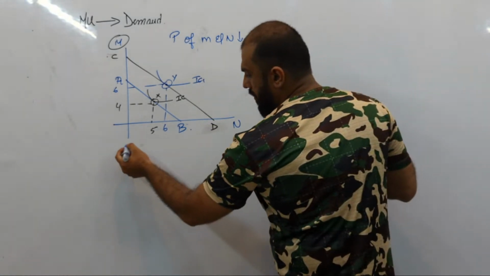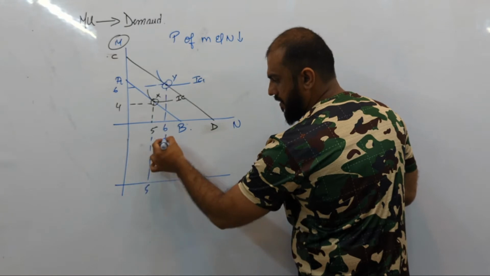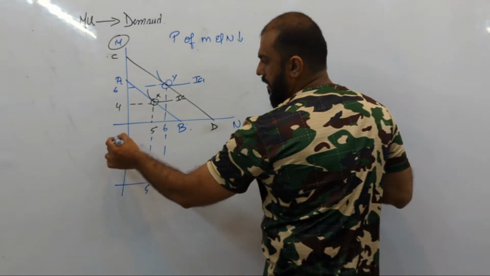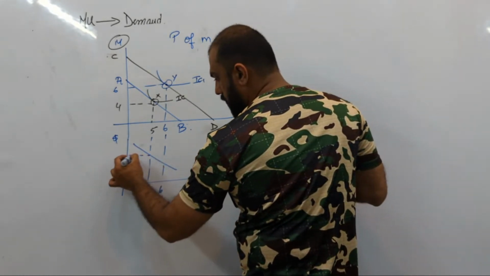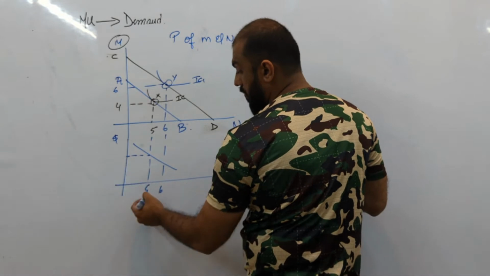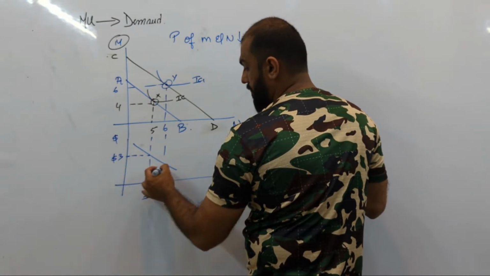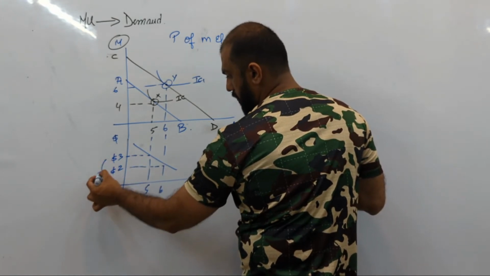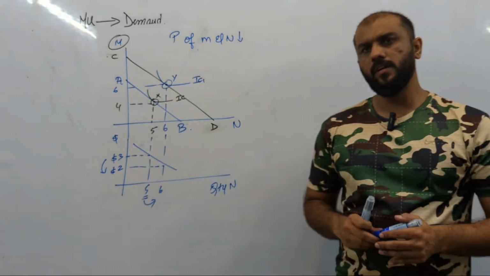What I would do is I would simply make a demand curve 5, 6. This is the quantity for N and this is the price. A simple demand curve. When the quantity was 5, my price was, let's say, $3. And when the quantity was 6, my price was, let's say, $2. When the prices decreased, my consumption increased.